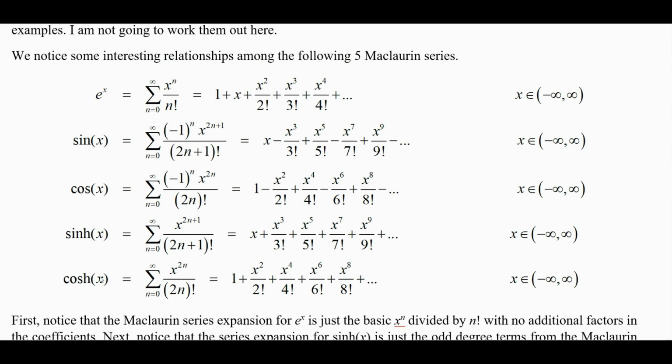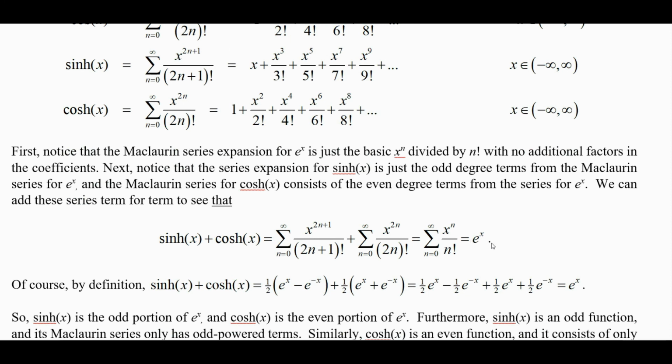One of the things that points out is if you add sinh and cosh, you should get e to the x. Well, that's true when you look at the series, but it's also true pretty easily from the definition. Sinh of x is 1/2 e to the x minus e to the minus x. Cosh of x is 1/2 e to the x plus e to the minus x. So just distributing here, we get 1/2 e to the x minus 1/2 e to the minus x plus 1/2 e to the x plus 1/2 e to the minus x. The terms with the minus x's cancel. These double up, so you get 1 times e to the x, which is, of course, just e to the x.